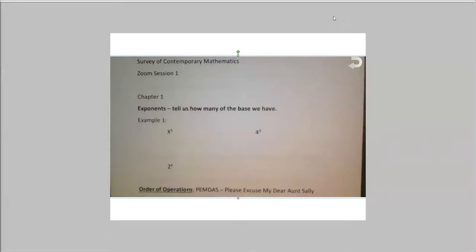All right, we are getting ready to record our first session for Survey of Contemporary Mathematics. This week in your apply assignment, you're going to be learning chapters 1, 2, and 3. It's quite a bit of information. Hopefully, as we go through these examples, you'll find yourself remembering how to do a lot of this basic math.